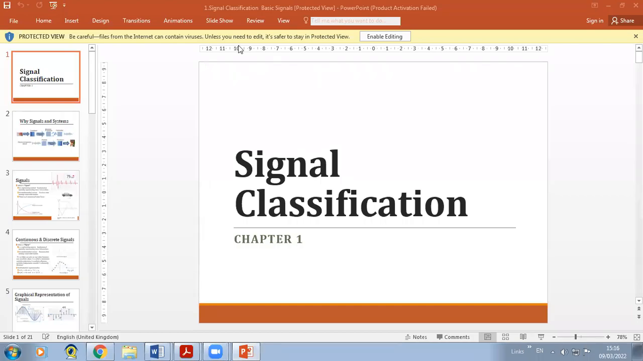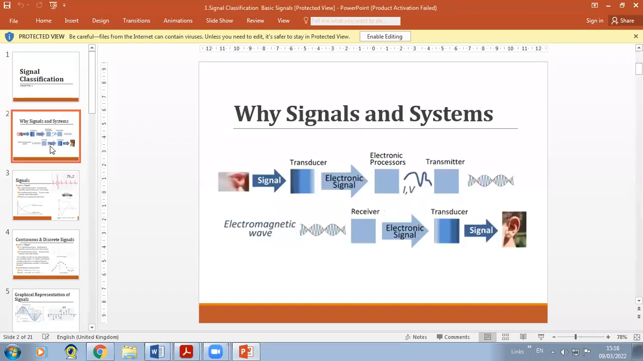So this is your note actually. Okay. So in the first phase, here there is a picture that tells you how important signals are.